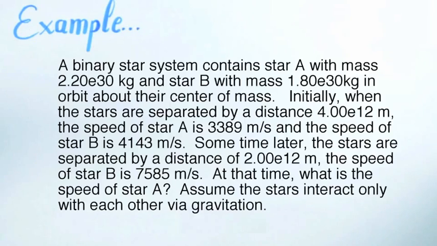Let's do an example that involves numbers to gain some experience. We are showing here a problem of a binary star system containing two stars whose masses we know. And initially, we know the stars' separation distance as well as the speeds of both stars. Sometime later, we know the separation distance. In this case, however, in this final state, we only know one of the star's speeds. This problem asks us to find the speed of the other star. To read through the details, you may wish to pause the video for a moment.